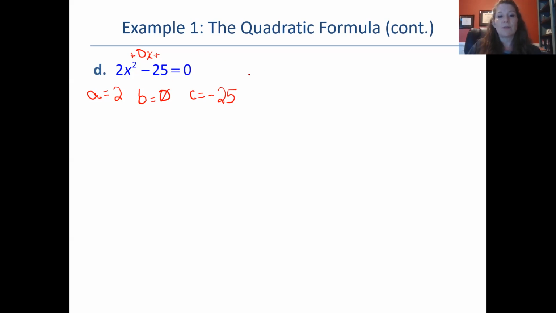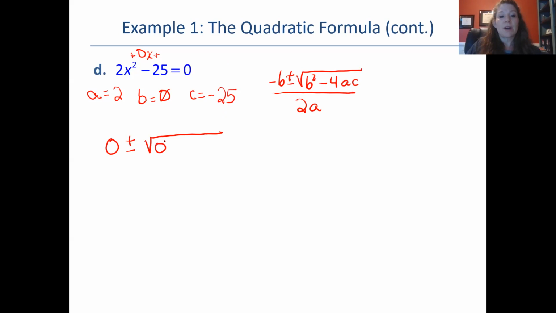All right, so what's our formula? It's negative B plus or minus the square root of b squared minus 4ac, all over 2a. So the opposite of 0 is 0. So 0 plus or minus the square root of 0 squared minus 4 times 2 times c, which is negative 25, all over 2 times a.